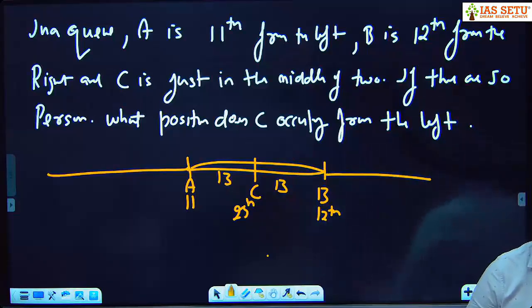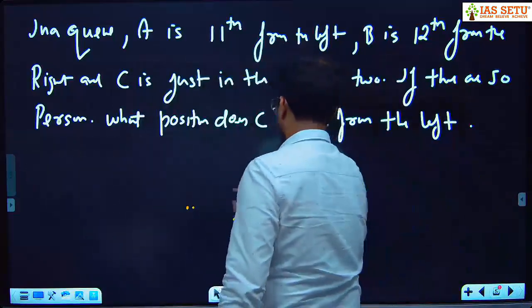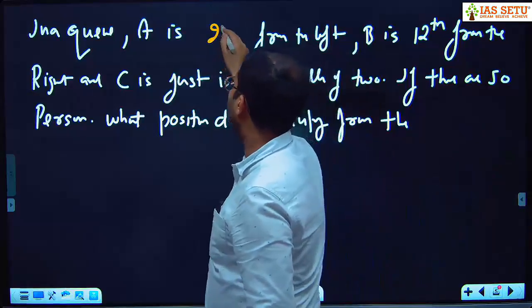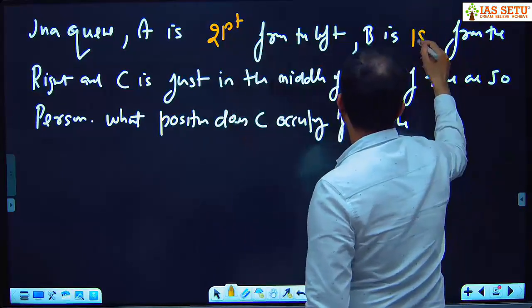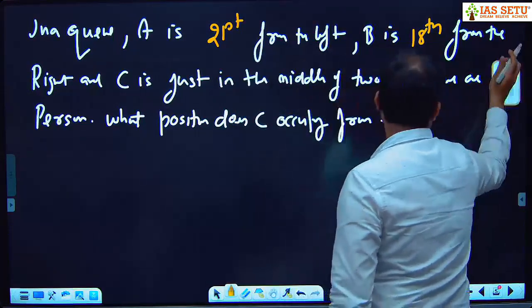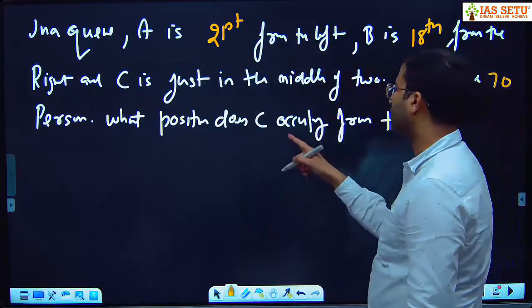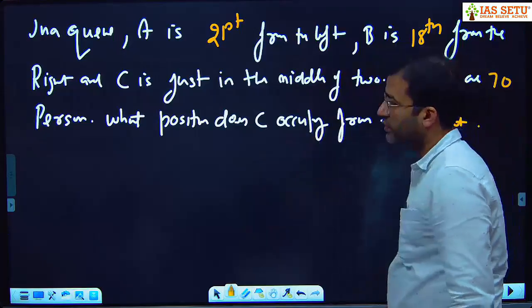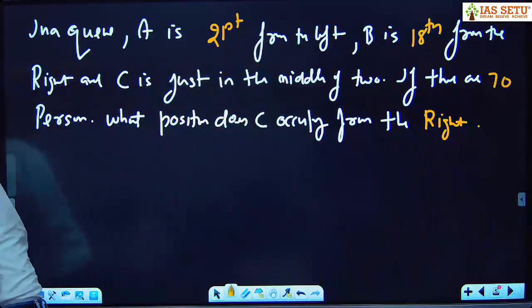Are you getting the point? One more question. Quickly. I just changed the value, same thing. A is 21st from the left. B is 18th from the right. C is just in middle of two. If there are 70 people, what position does C occupy from the right? I'm not asking from the left. This time I'm asking what is the position of C from the right.